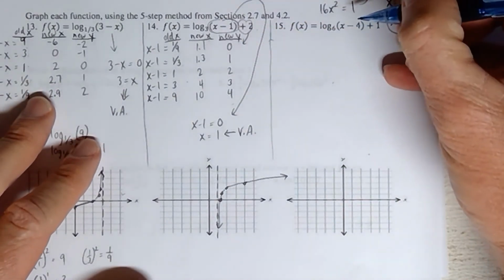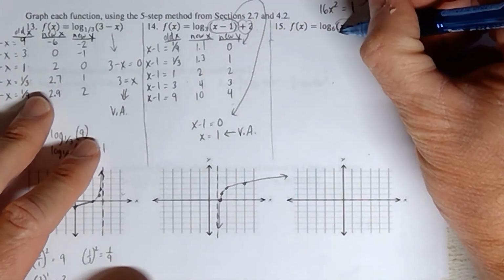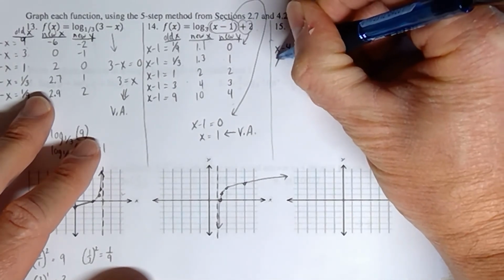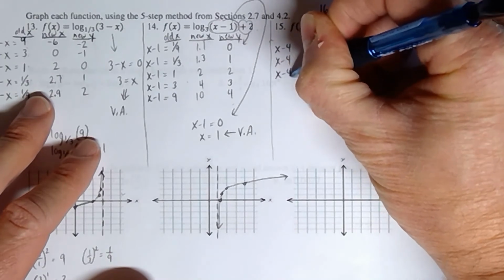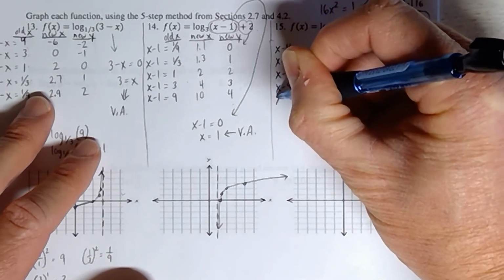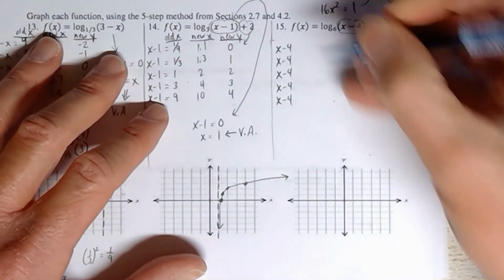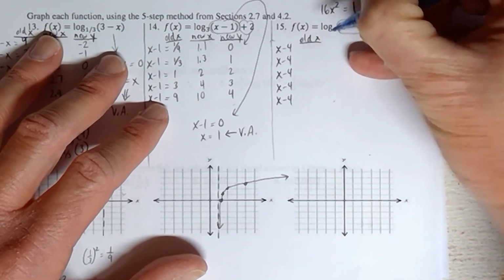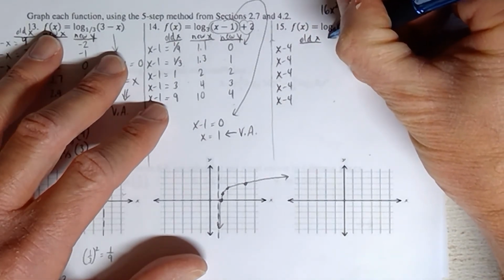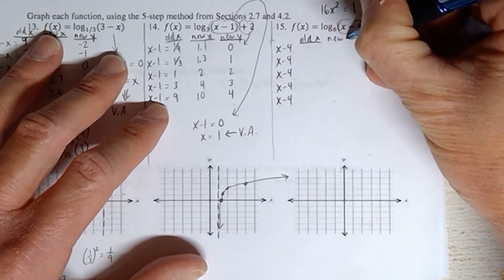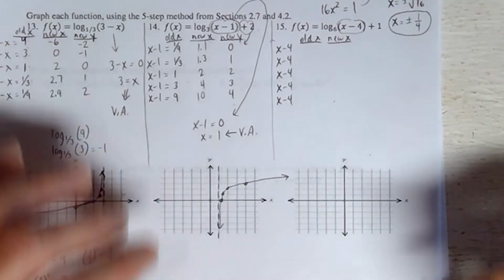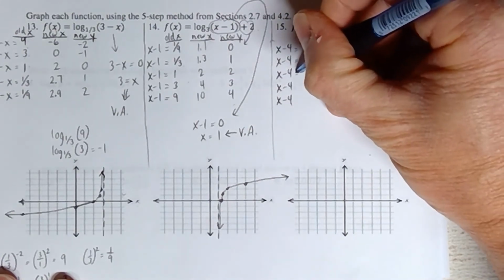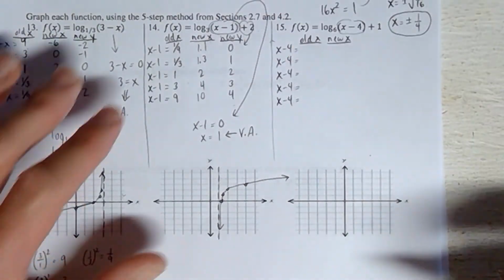What is my product term? Since this is a log graph, I got to look at that first. My product term is x minus 4. And so that means I'm going to do x minus 4 5 times. Like that. And what do we set that equal to so that we can get our new x values?